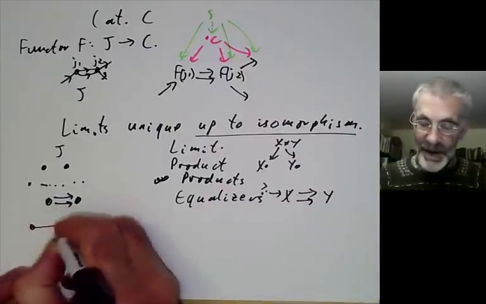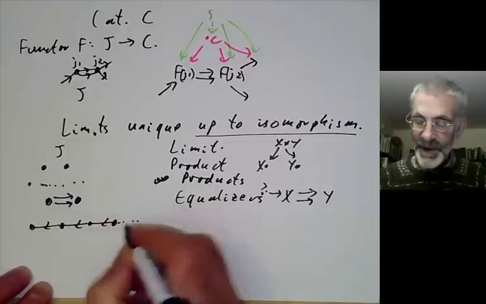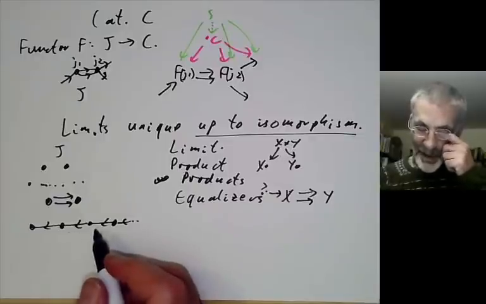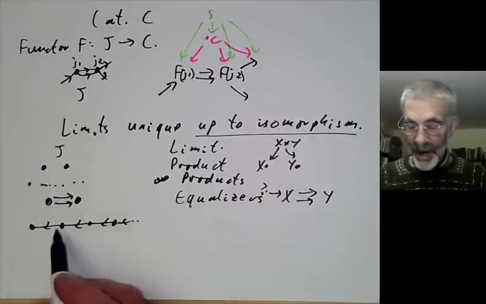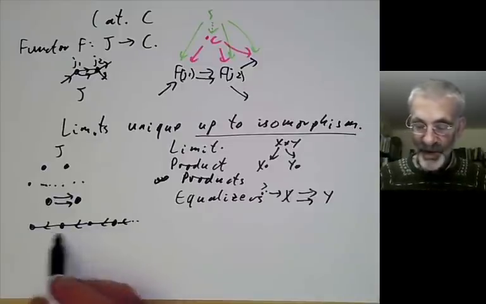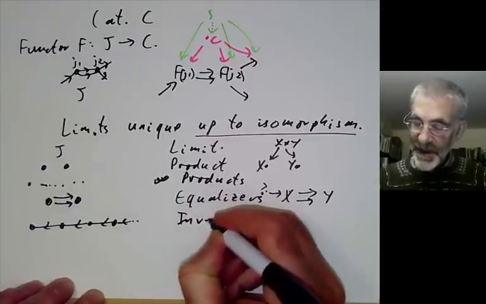Then we could take this category here. We just take the positive integers with a map from m to n whenever m is greater than or equal to n. As well as these morphisms I've drawn, we should also have composition morphisms, like one going from here to here and so on. And these correspond to inverse limits.